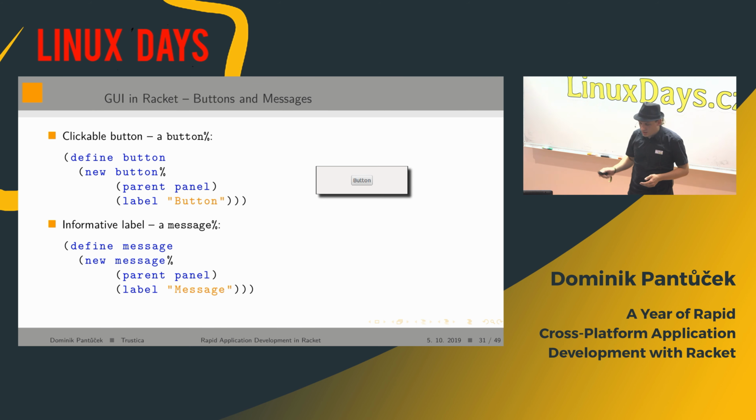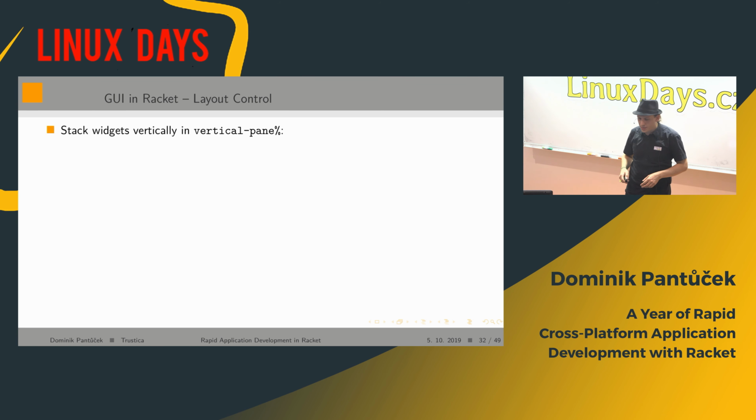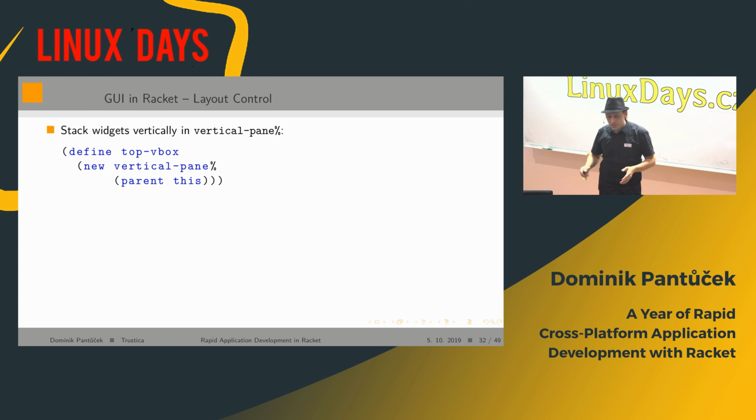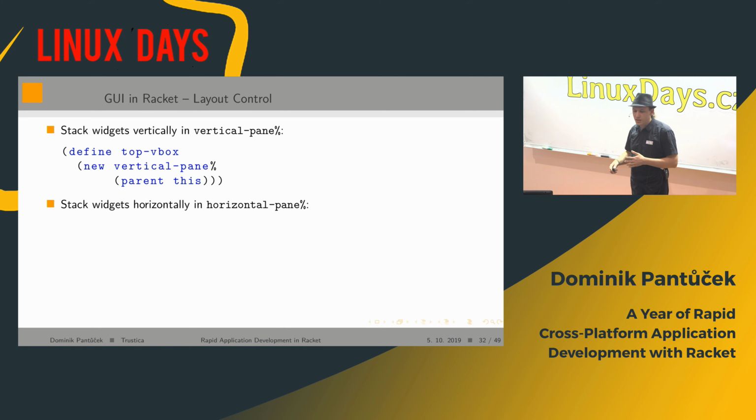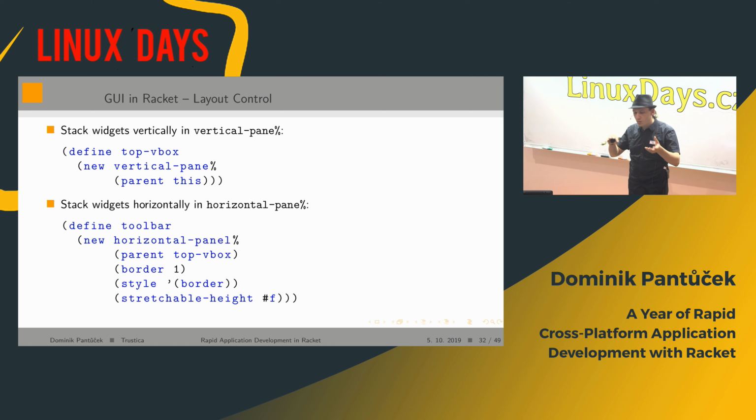You can see the examples. A button, yes, it looks like a button. A message, yes, it looks like text. Really easy. Now, for layout control, you can stack things vertically, putting them into a vertical pane. You can stack things horizontally, putting them in a horizontal pane. It's rather complex if you want to combine them, so just a simple example here.